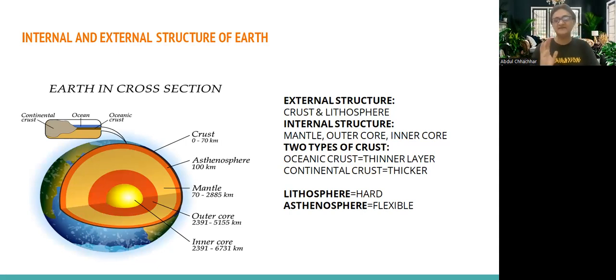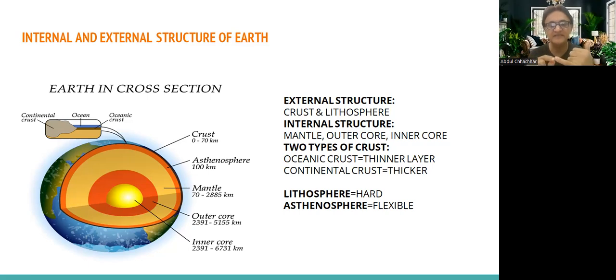Now, second thing, we have two crusts. One is the continental crust, another one is the oceanic crust. The continental crust is the land part, which is dry. However, the oceanic crust is under the ocean. What question may you be asked about that? Which one is thicker, the oceanic crust or the continental crust? The continental crust is the thicker part.